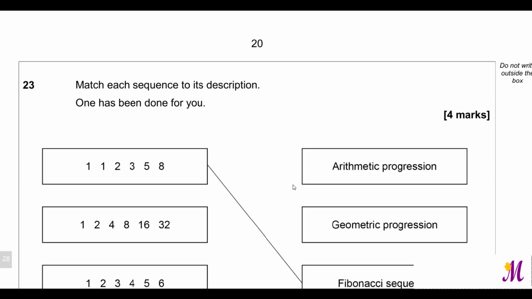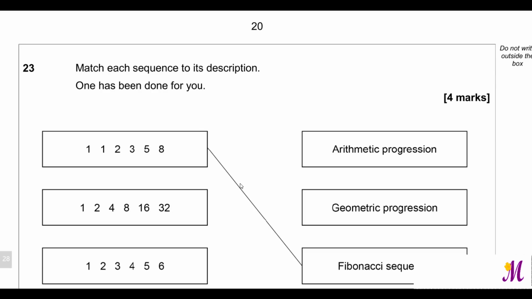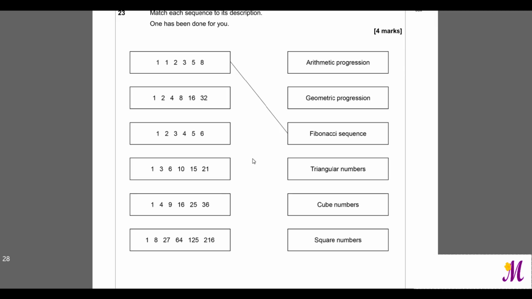Question 23. Match its sequence to its descriptions. One has been done for you. So this one has been done. Let's see the whole question. Alright. So we have here the one that is done for us. It's 1, 1, 2, 3, 5, 8.